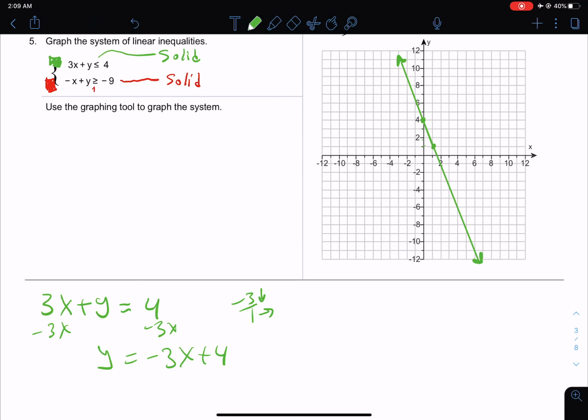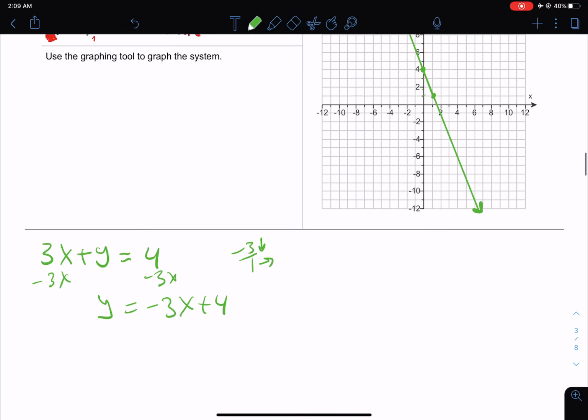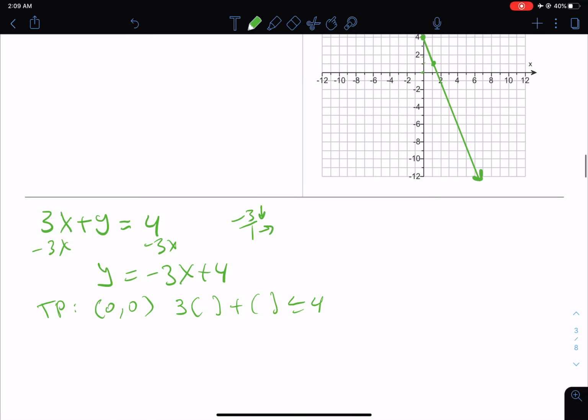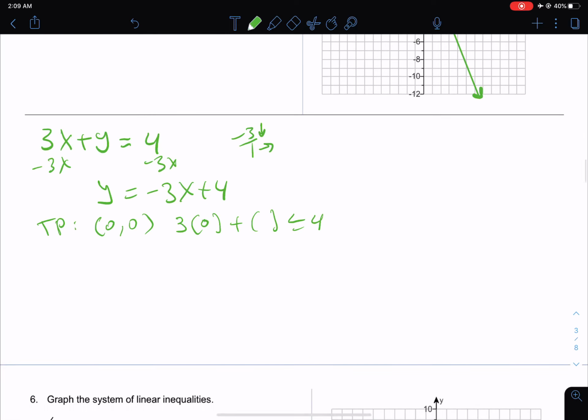So I'm going to use a test point. I'll go up here since I can see the original. What test point do you want to use? Well, I would like to use 0, 0, because that's so easy to work with. And the equation that I see in green up top, the original, is 3 times x plus y is less than or equal to 4. Let's put in a 0 for x and a 0 for y.